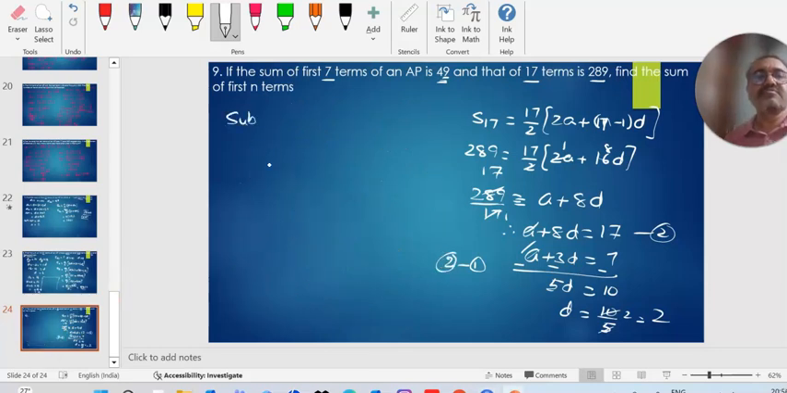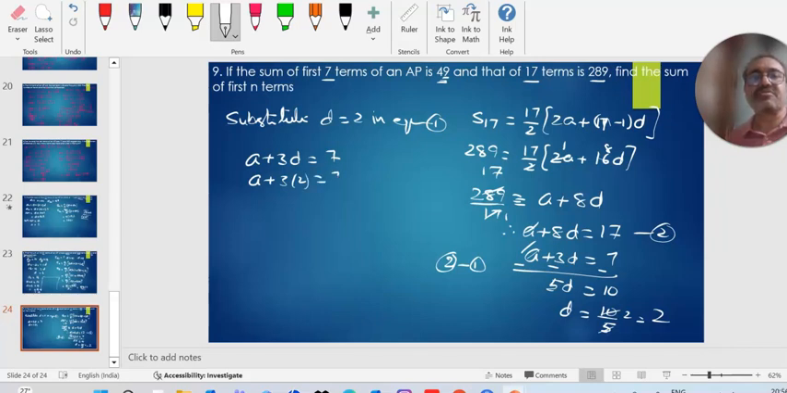Now substitute d is equal to 2 in equation 1. Now what is our one? A plus 3d equal to 7. Then a plus 3 into d, d is 2, is equal to 7. Then a plus 6 is equal to 7, whereas a is equal to 7 minus 6 is equal to 1. So we got a is equal to 1.